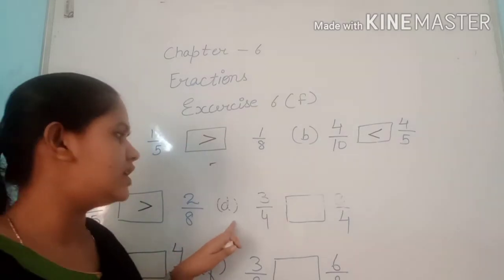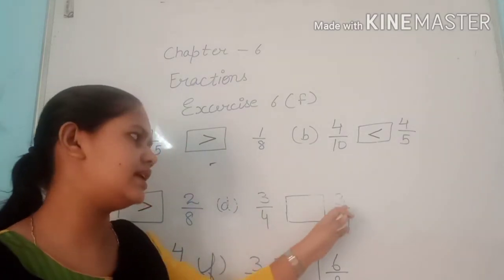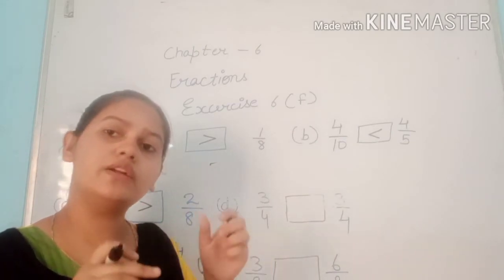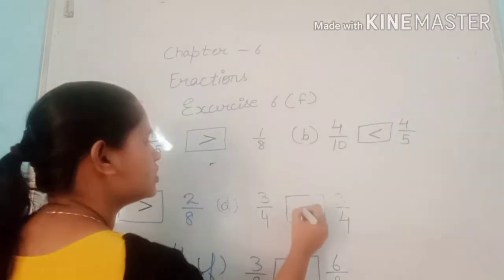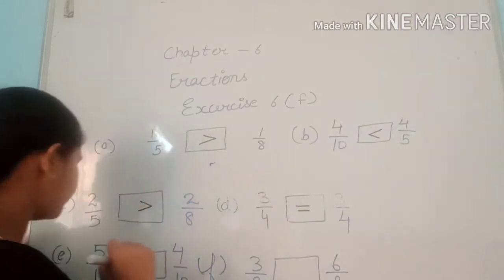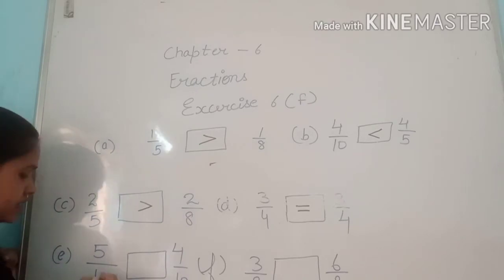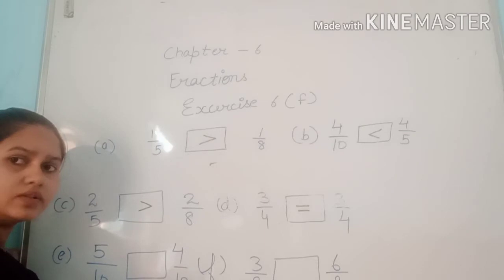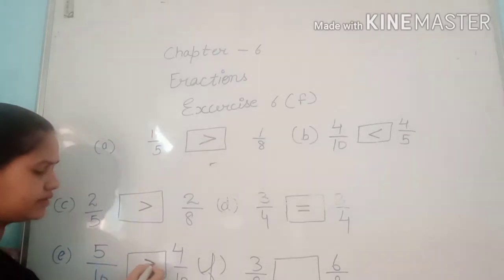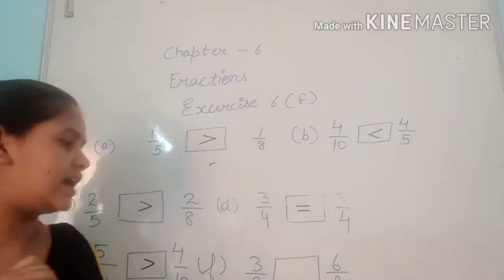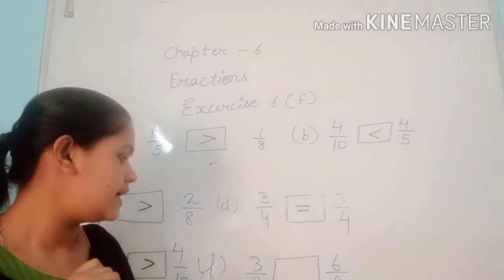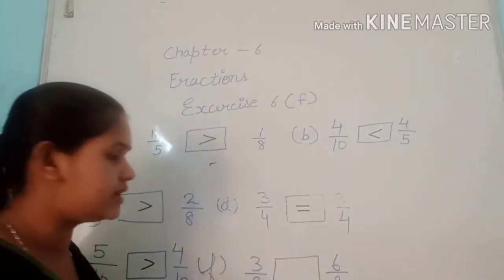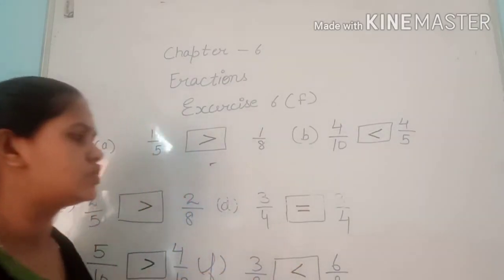Now on D you can see 3/4 and there is also 3/4, which means both are the same. So we will take the sign of equals to. This one is equal to. And next there is 5/10 and 4/10. So which one is bigger? 5/10, right. And come to the last one, F. You can see here is 3/8 and here is 6/8. So which one is more filled? 6/8, right. So we have taken 6/8.